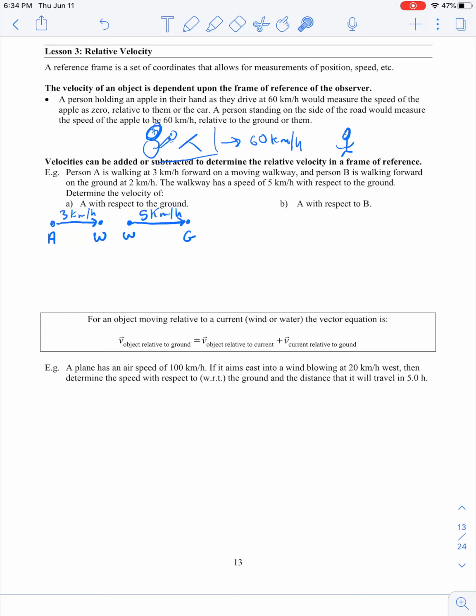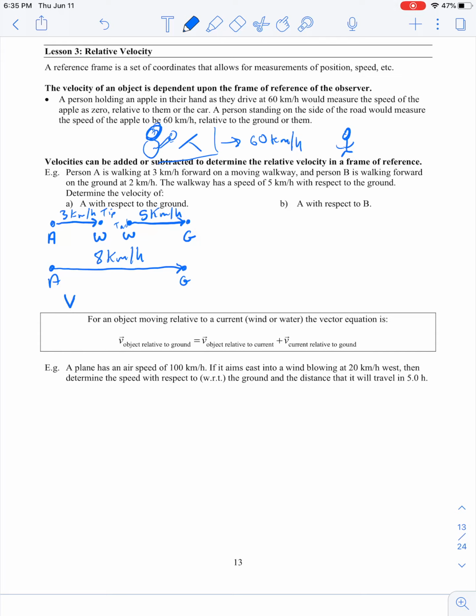So the total vector going from A all the way to G, the velocity of A with respect to the ground, is just the vector sum of these two things. It would be 8 kilometers per hour. So we added those two vectors tip to tail, right? The tip of this vector is the tail of that vector. Notice that the tip and the tail have the same label, which is important when we're adding vectors relative to each other. So in terms of a vector equation, it would look like this.